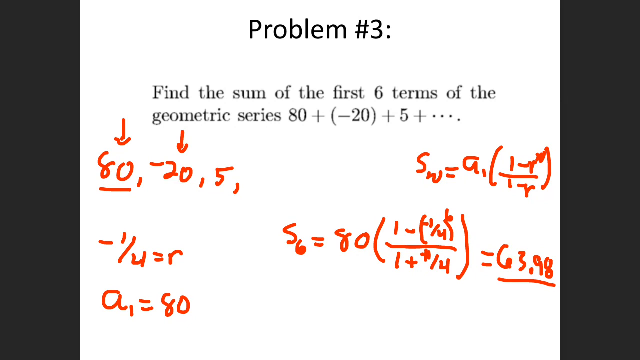So 80 plus negative 20 gives me 60. Then I'm going to add 5. That gives me 65. Then I'm going to add a negative 2.5, isn't it? Oh, no, it's less than that. 4/5, so it's going to be negative 1.25. So that's going to give me 63.75. And then see how it's going. It's getting closer and closer to this answer right here. Yeah, just plus, minus, plus, minus, plus, minus.